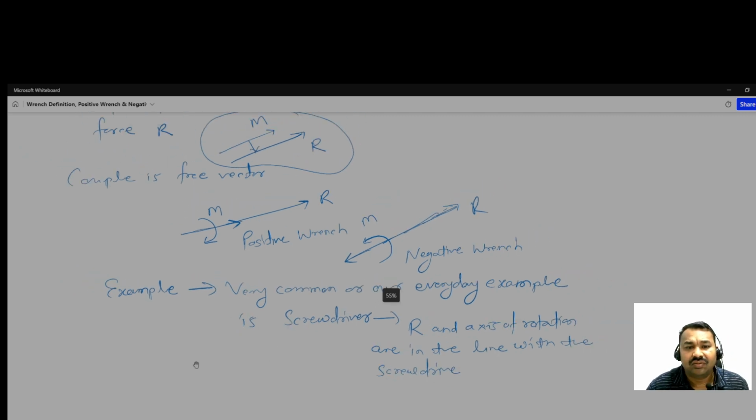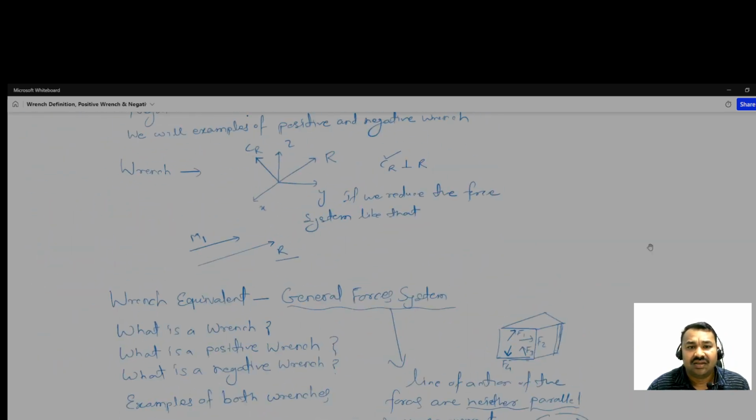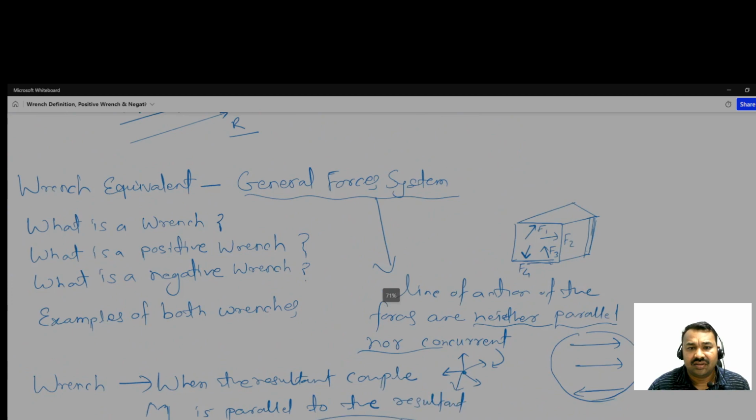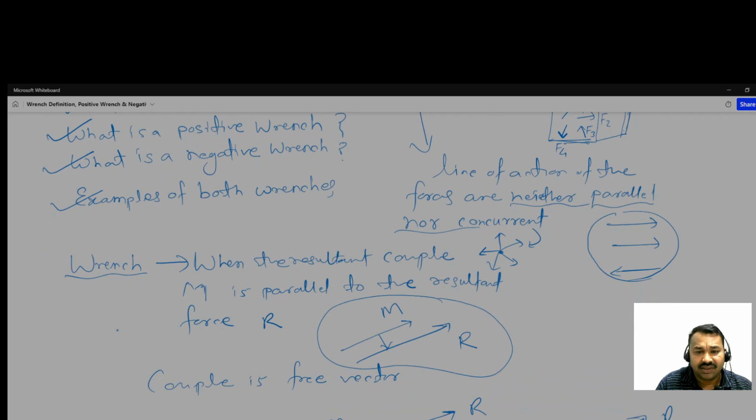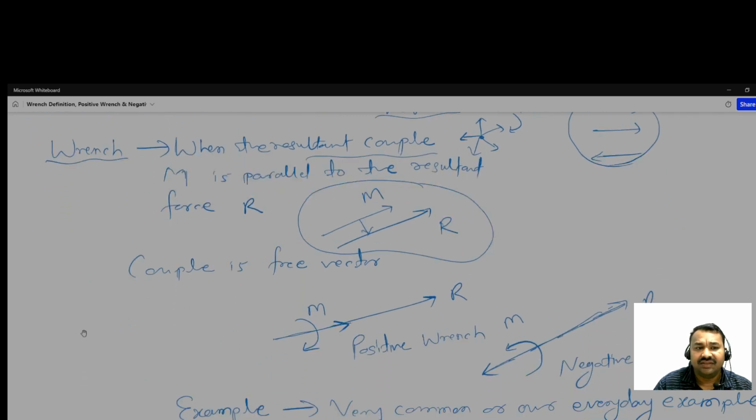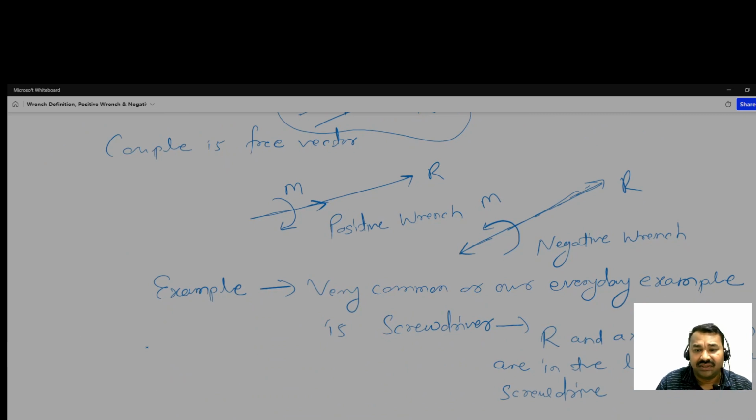So in this way, one can understand what is the general force system, then what is the range equivalent, what is the definition of range, and what is the positive range and negative range. Then example of range once again: when the resultant couple and the resultant force become parallel, then it is known as range. And how it becomes parallel, this will be known in the next lecture. And the example, a very common example, is the screwdriver.